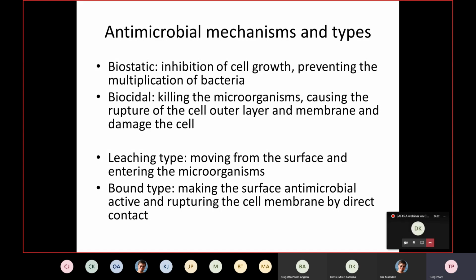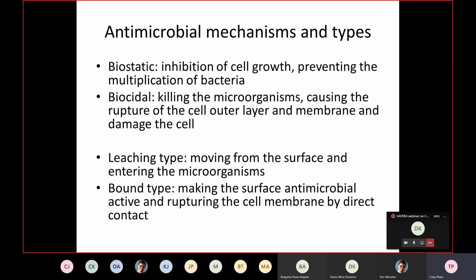If we now divide all the agents into two groups, we are talking about leaching and bound types of antimicrobial agents. The leaching type means that the agent moves from the surface on which it is applied and enters the microorganism, poisoning it and disrupting its life or causing lethal mutation.